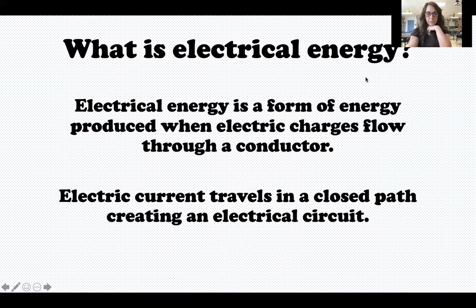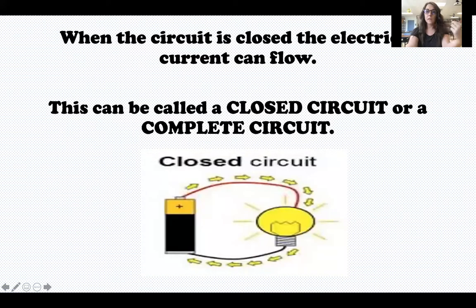Electrical energy is a form of energy produced when electric charges flow through a conductor. Electric current travels in a closed path, creating an electrical circuit. When the circuit is closed, the electrical current can flow. Sometimes you might hear this called a closed circuit. Other times you might hear it called a complete circuit, but that's the same thing.